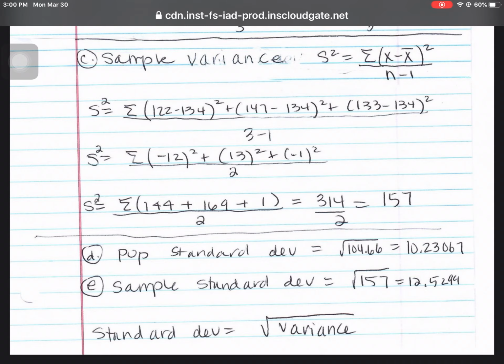The population standard deviation is to take the square root of the variance for the population. The sample standard deviation is to take the square root of the sample variance. So D and E come from taking the square root of B and C. That is the end.